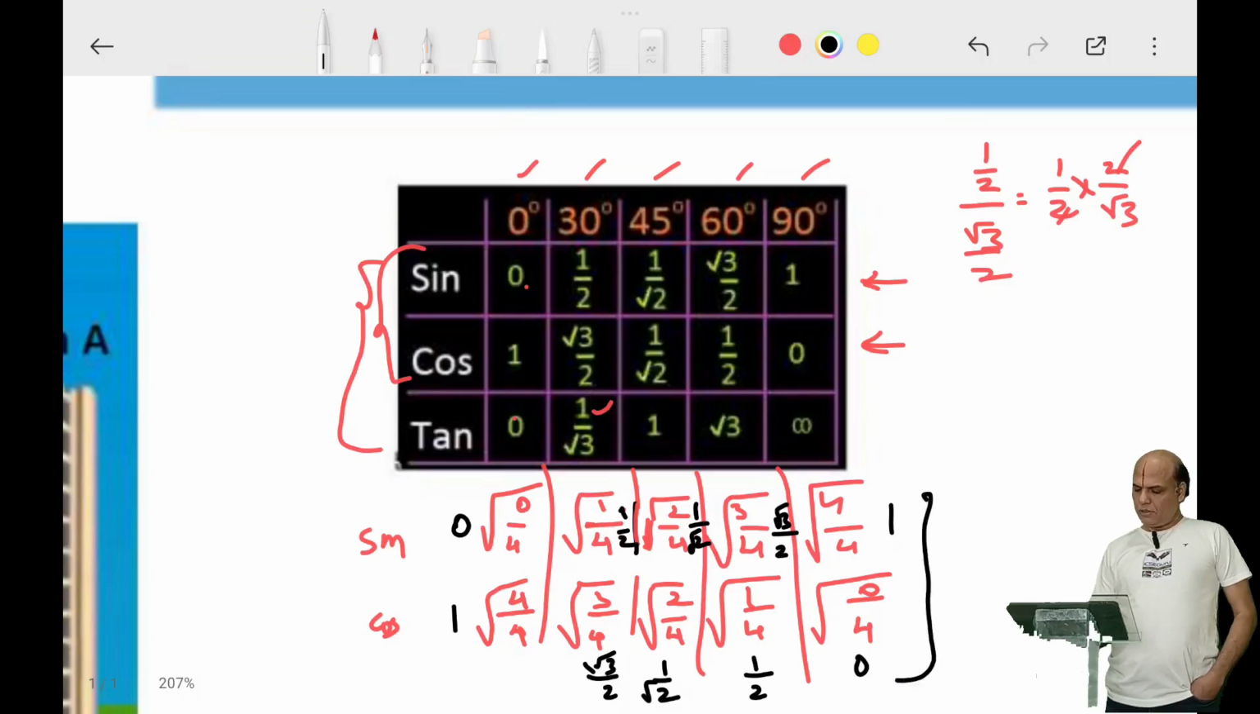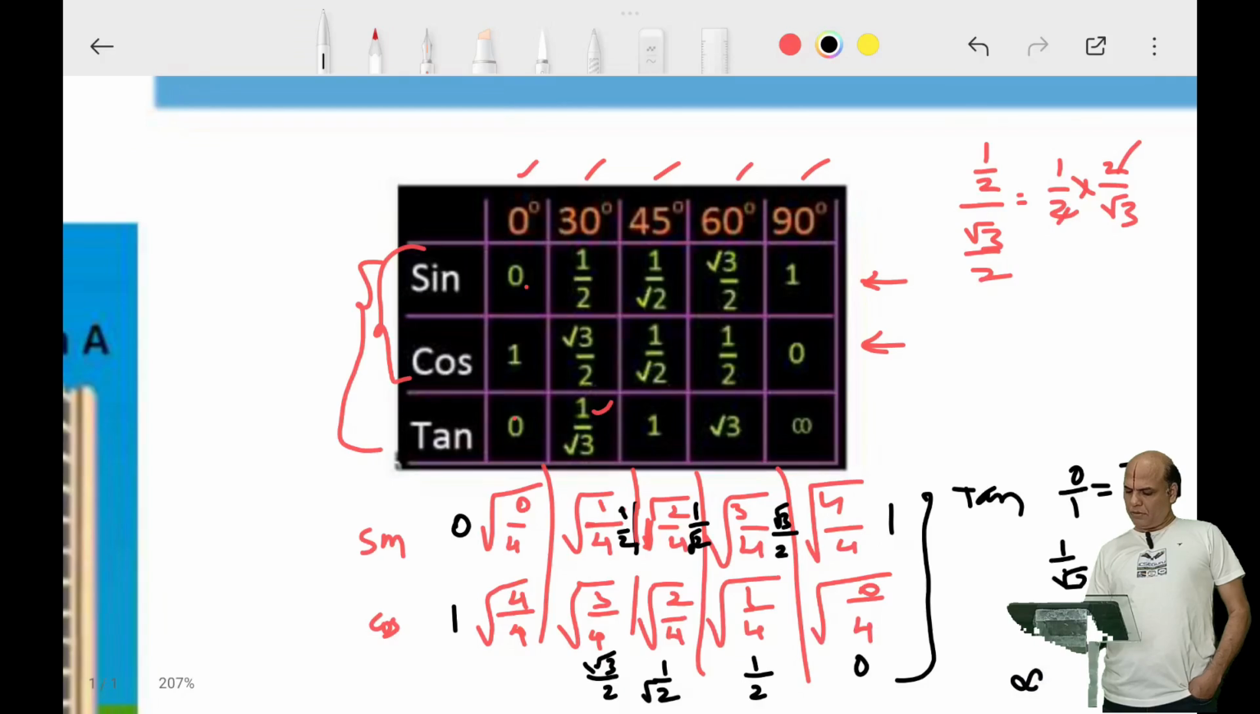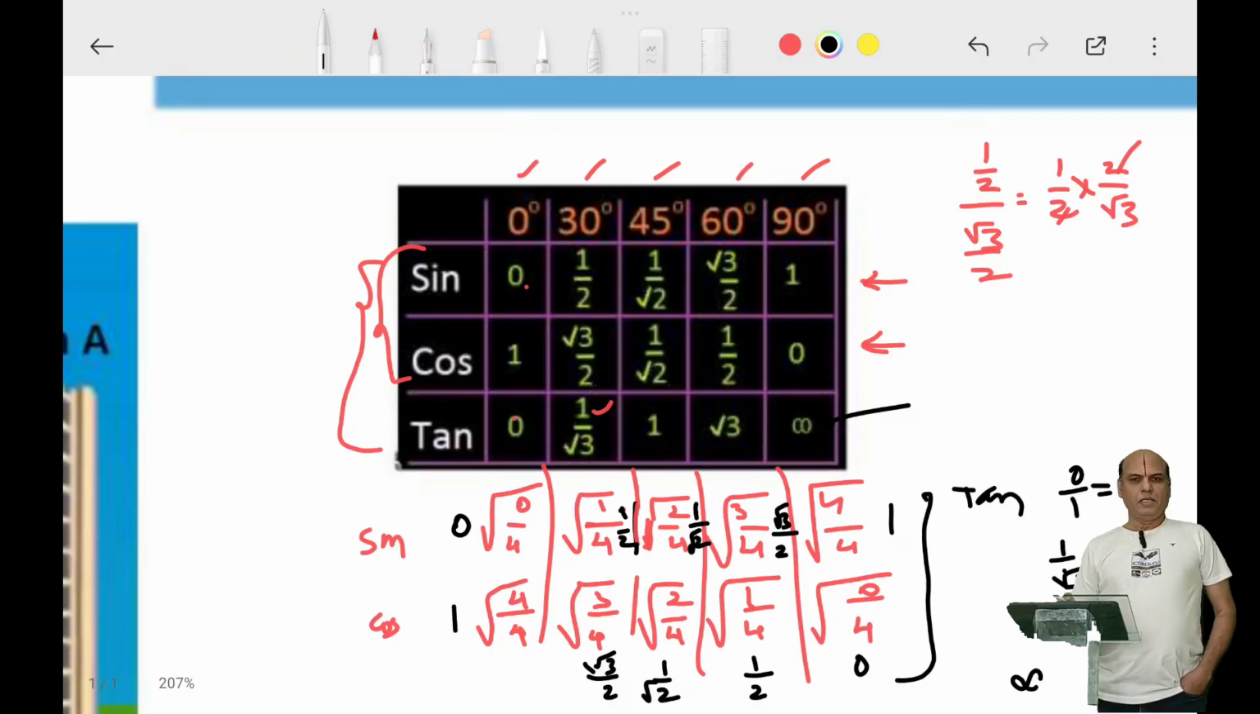Once you know sine and cos, tan would be sine by cos. So 0 by 1 would be 0. Here it is 1 by 2 divided by root 3 by 2, so that means 1 by root 3. Then here it is 1 by root 2 divided by 1 by root 2, so it is 1. Then the last one, 1 by 0, is nothing but undefined, infinity. You can't divide any number by 0. So tan 90 is undefined. Okay. So here, thank you.